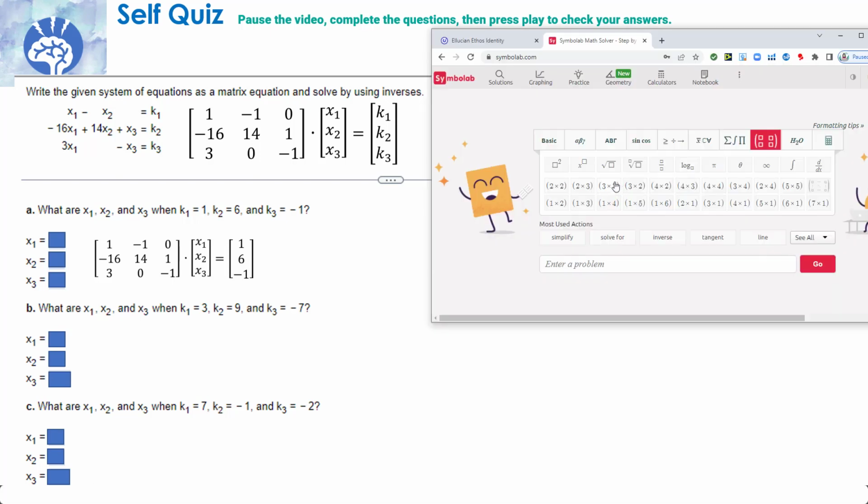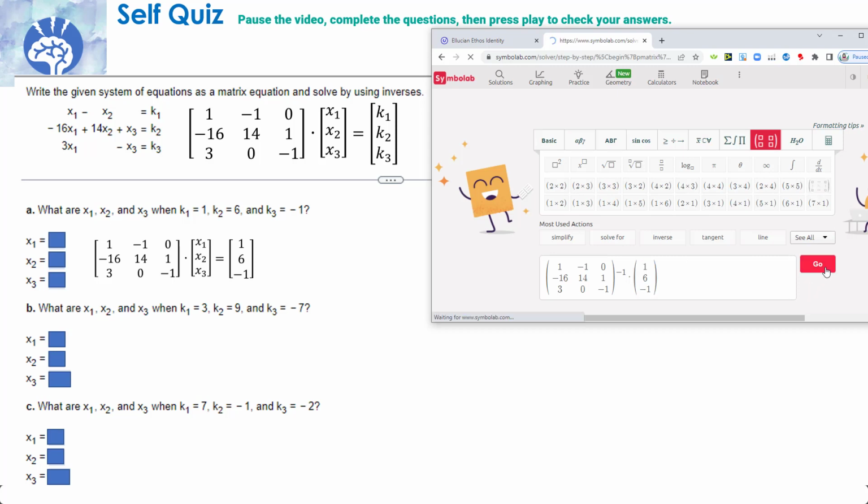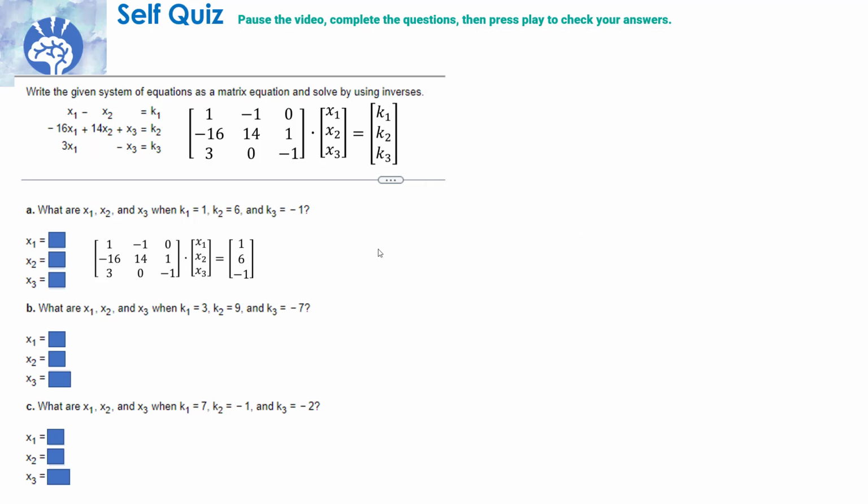Let's go to Symbol Lab. We're going to put in a 3 by 3 matrix. We want the inverse, so our exponent needs to be negative 1 times our constant. Our constant for this one is 1, 6, negative 1. And let's go. Looks like we get 19, 18, and 58. Let's see. 19, 18, and 58. All right.